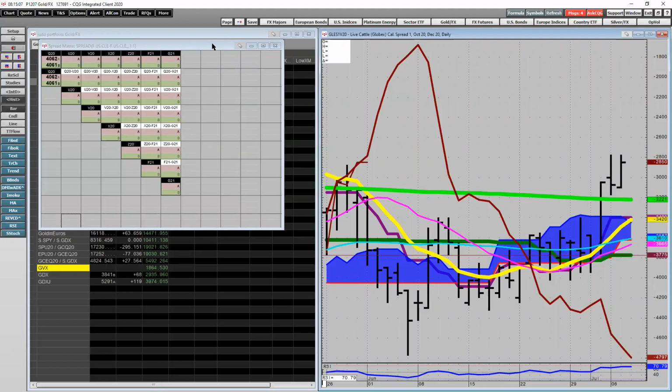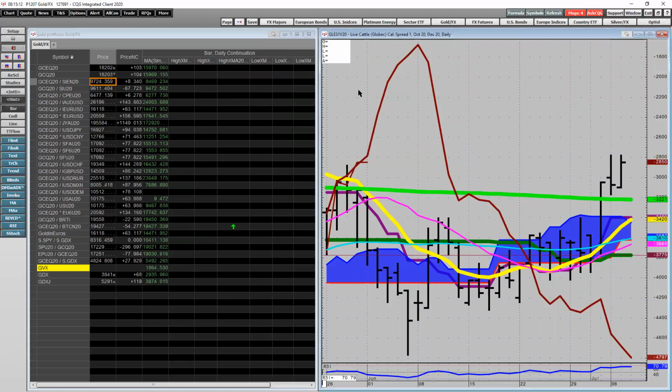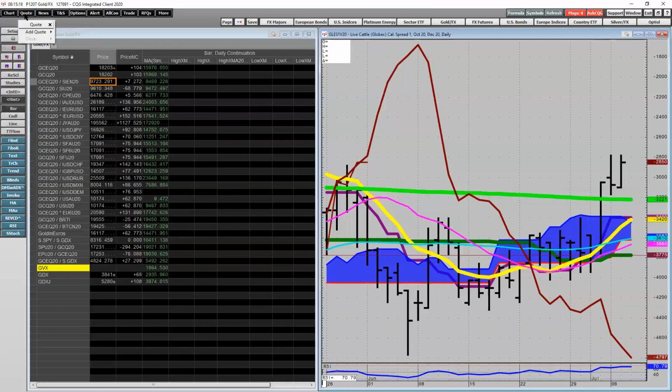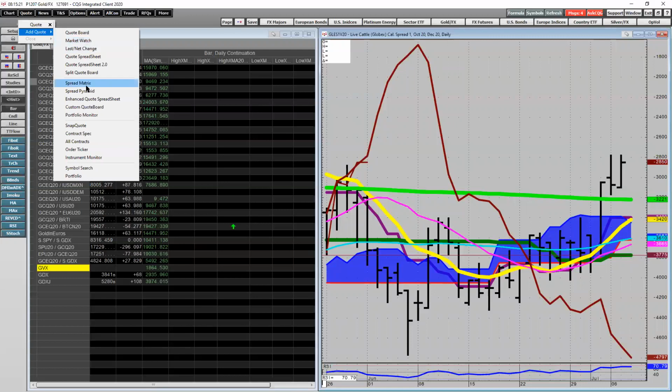You can close this and put it up. I don't want to kill your resources. So go back to quote and right click. Right, go down to spread pyramid. Go down to spread pyramid.